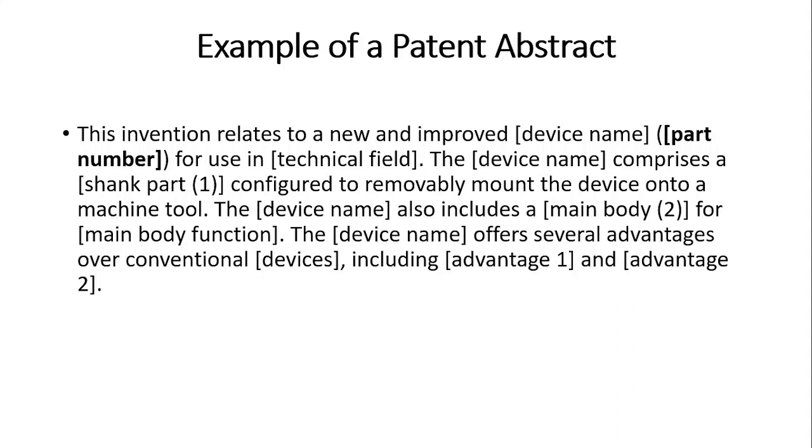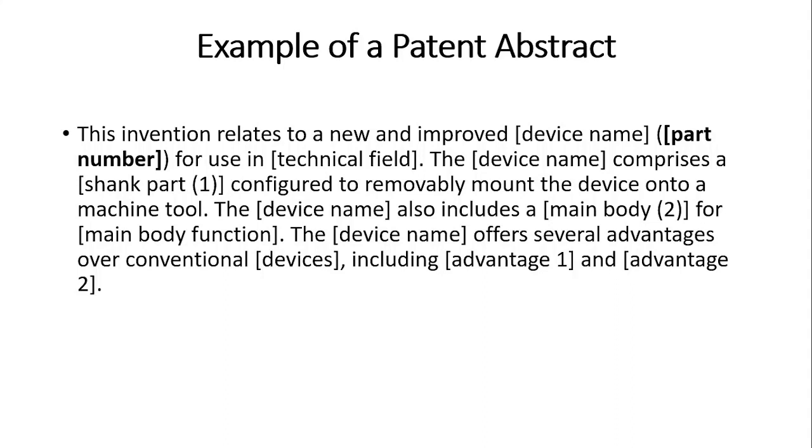Then you propose the main body function, the functionality. In function mode you may write the body function. Full stop. Then the device name. Here you also specify the device name, machine toolbar or sugarcane harvester, offers several advantages over conventional devices. The previous manual conventional sugarcane harvester may function well. Likewise, it has a lot of advantages. Likewise, you may propose the several advantages here.